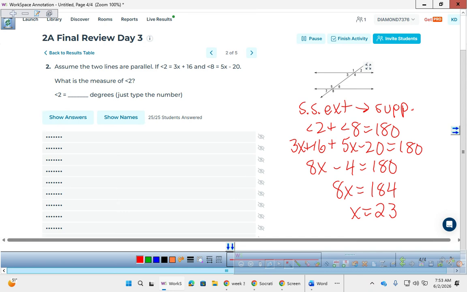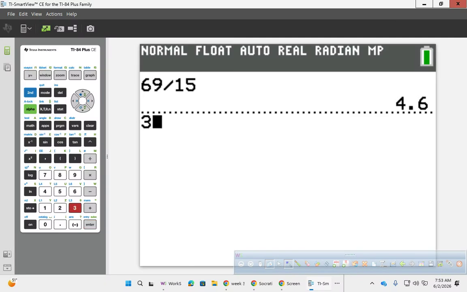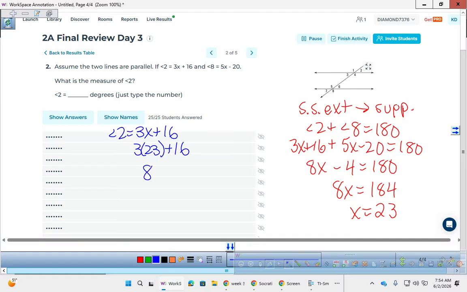The question says what's the measure of angle 2. So what I'm going to do now is take the equation for angle 2 and plug 23 into that equation. So what I'm looking to do is 3 times 23 plus 16. Same side angles are supplementary.